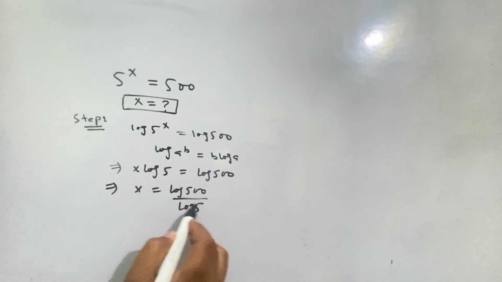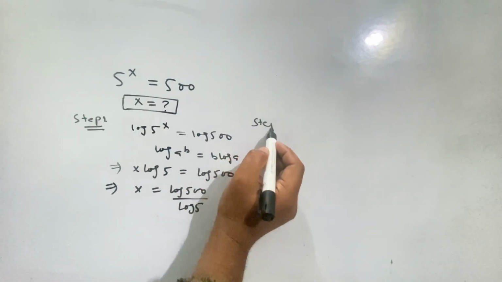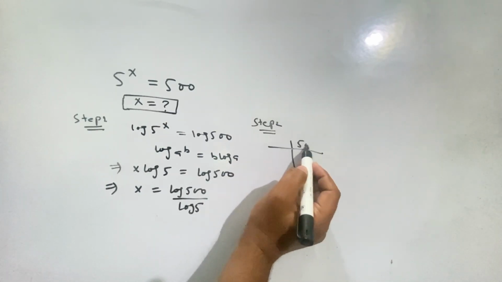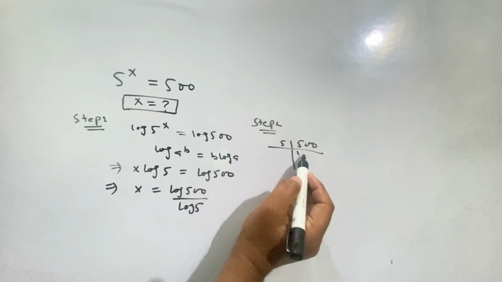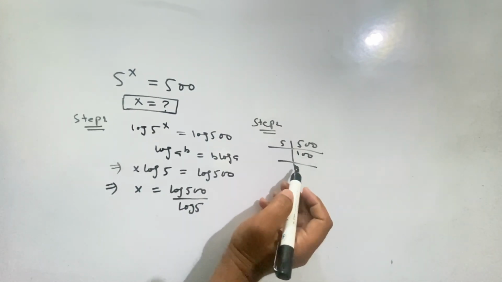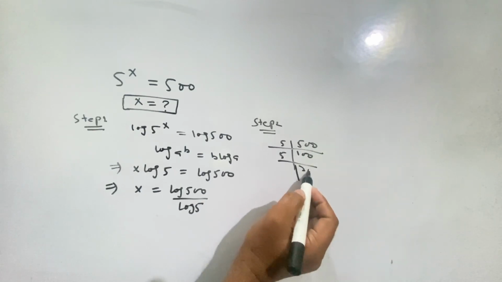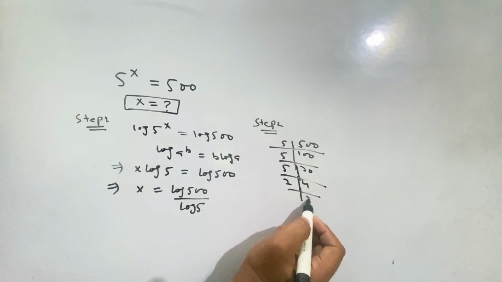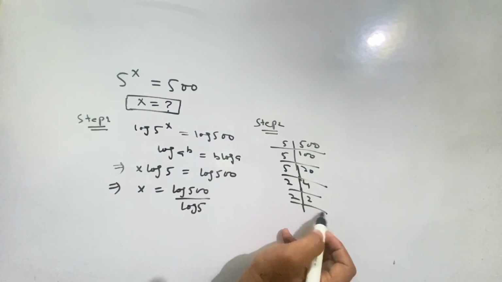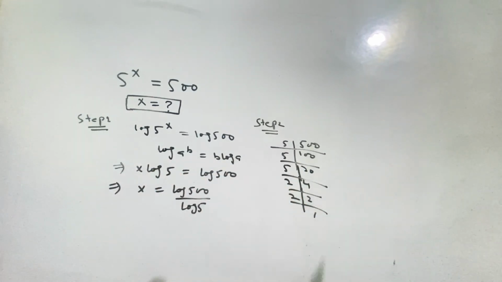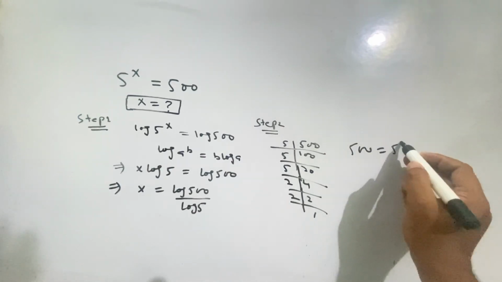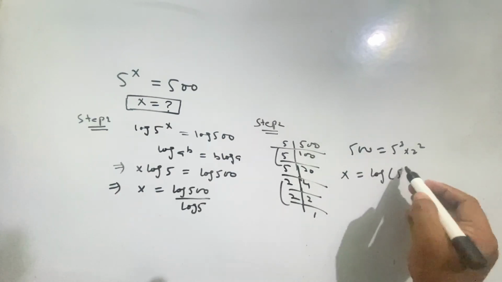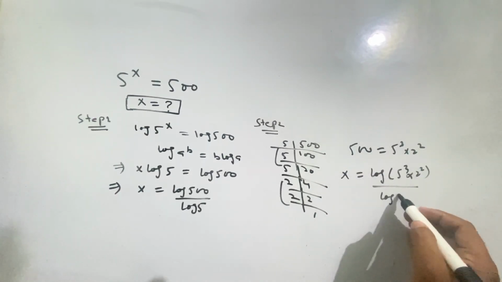Step 2. Prime factorize 500. Now, we simplify log of 500 by breaking 500 into prime factors. 500 divided by 5 equals 100. 100 divided by 5 equals 20. 20 divided by 5 equals 4. 4 divided by 2 equals 2. 2 divided by 2 equals 1. So, 500 equals 5 cubed times 2 squared. Thus, x equals log of 5 cubed times 2 squared over log of 5.